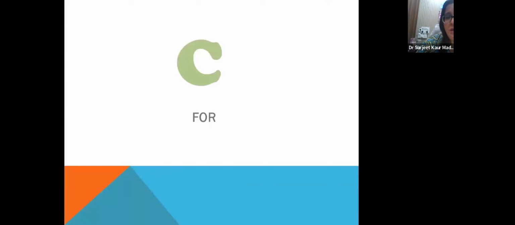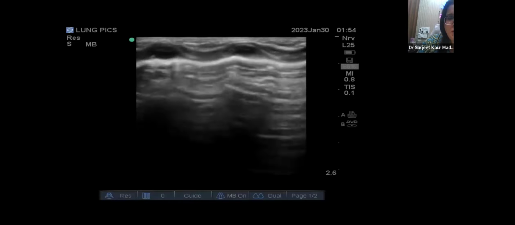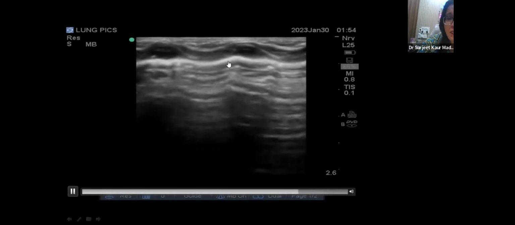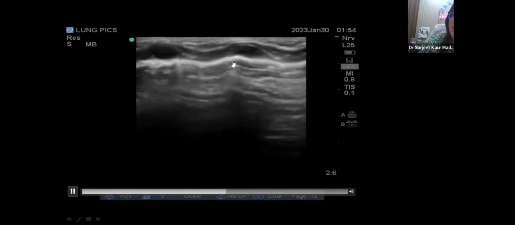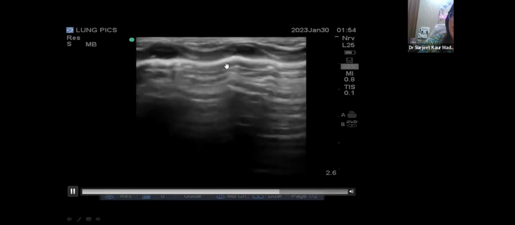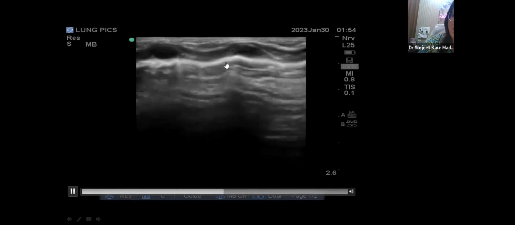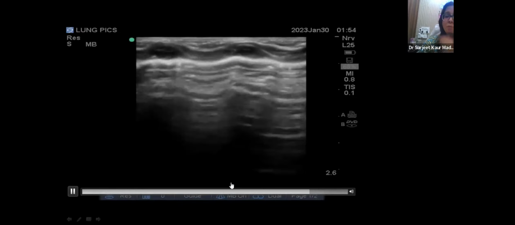Another type of line we can see is C lines. C stands for comet lines. So these are comet tails. They also look like B lines. They start from the pleural line, but they do not reach the bottom of your screen, and they do not obliterate your A lines. See, in this picture, you can see the A lines. These comet tails are starting, but they do not reach the bottom of the screen. They just fade away. Such lines are called comet tails.